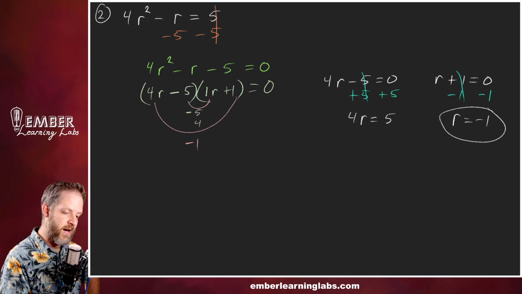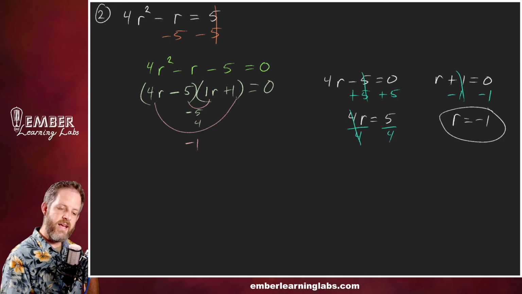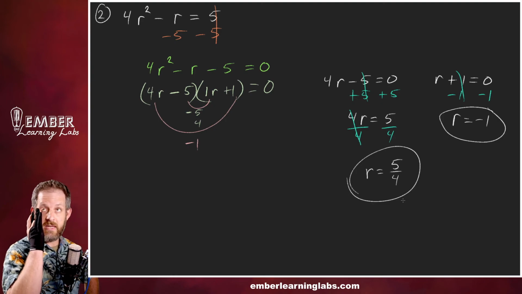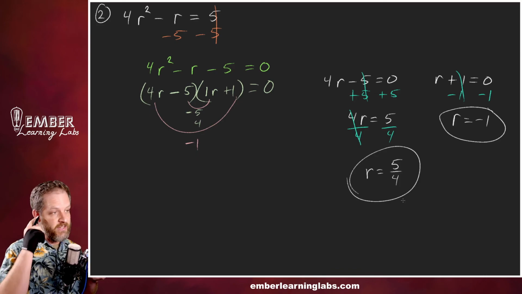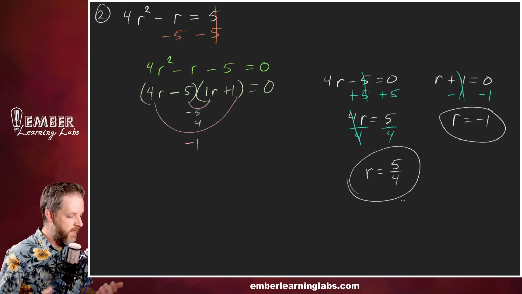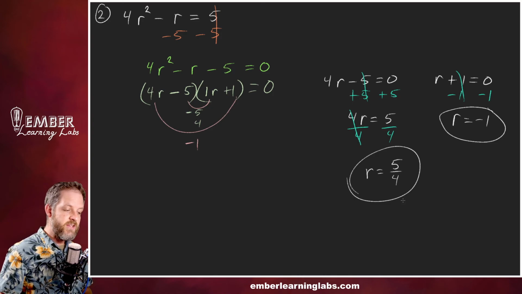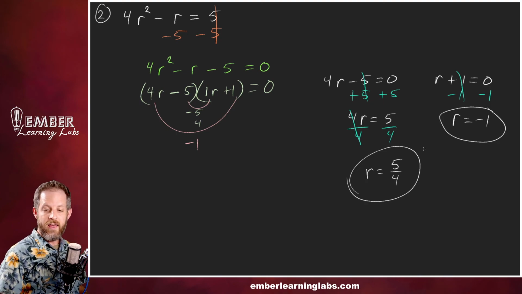Now, to finish this one off, we need to divide by 4 on both sides. Okay, so we end up with r equals 5/4. If you are one of my students, now this will be different for your teacher or your professor or whoever it is, and whatever else. For my students, if you're doing an abstract problem like this where it's not a word problem or whatever, leaving it as a reduced improper fraction is totally fine with me. So our answers to the second example are 5/4 and negative 1. That's all there is for that.